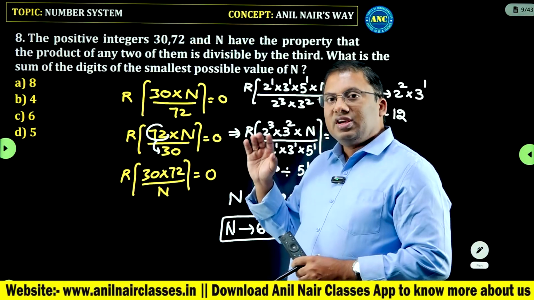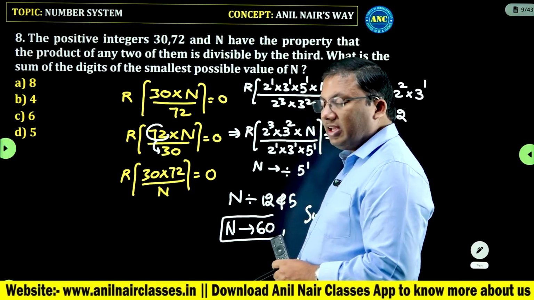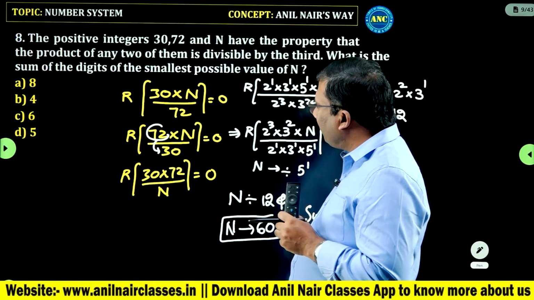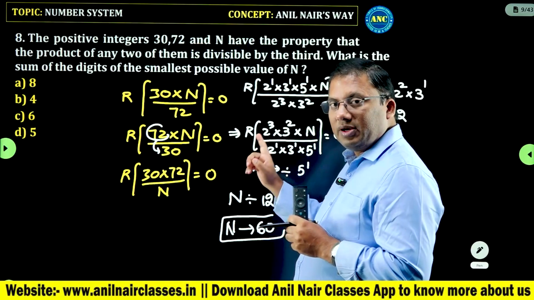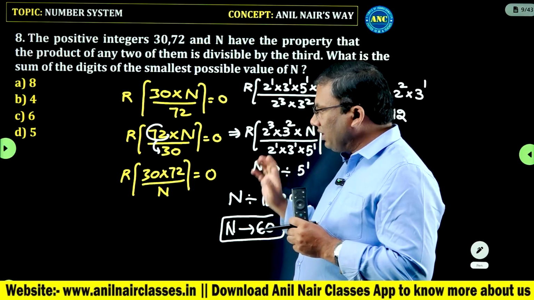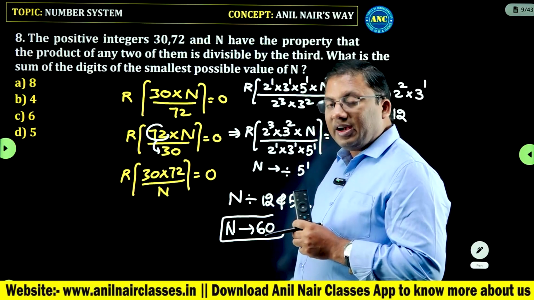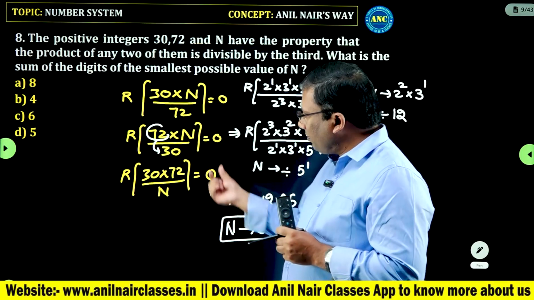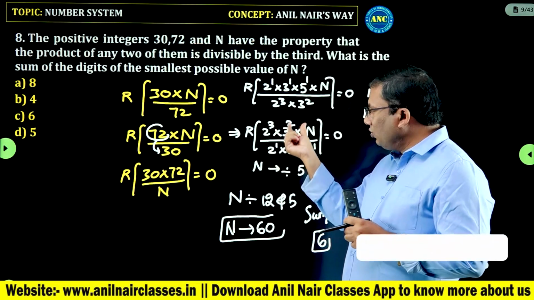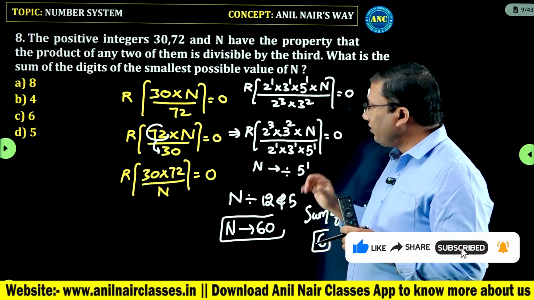Positive integers. There are three positive integers 30, 72 and n. The product of any two is divisible by the third. 30 into n is divisible by 72, 72 into n is divisible by 30, and 30 into 72 is divisible by n. Here, 2 cubed is divisible by 2, 3 squared is divisible by 3. n should be a multiple of 5.